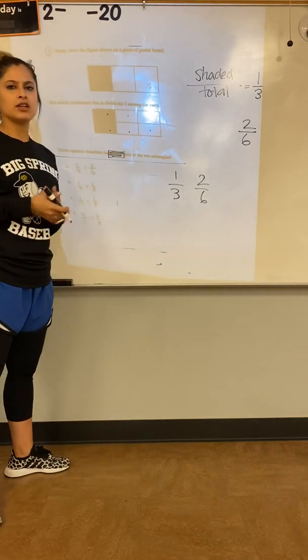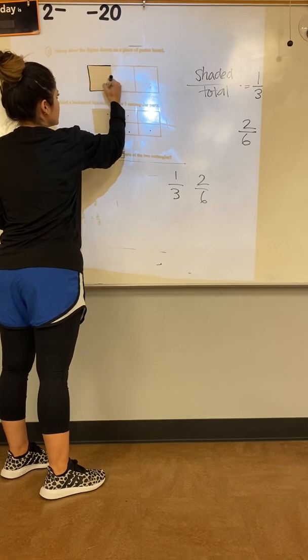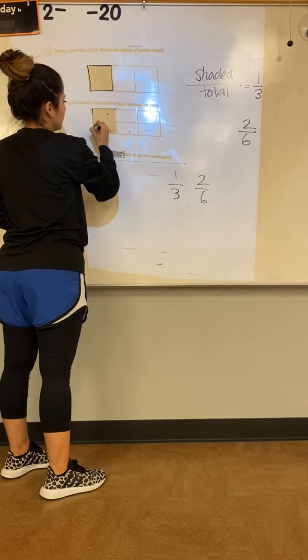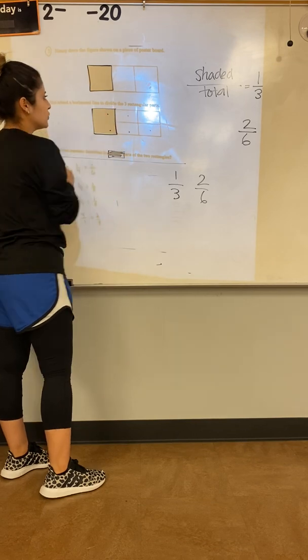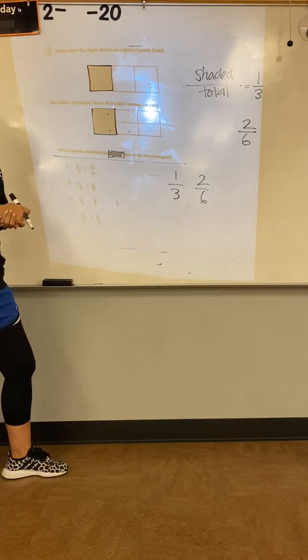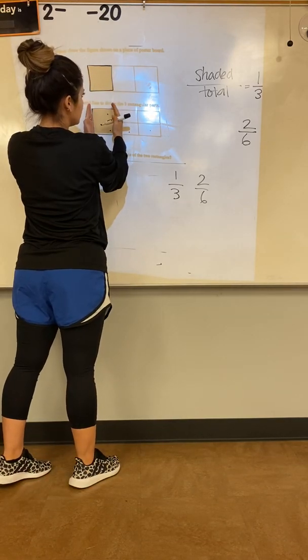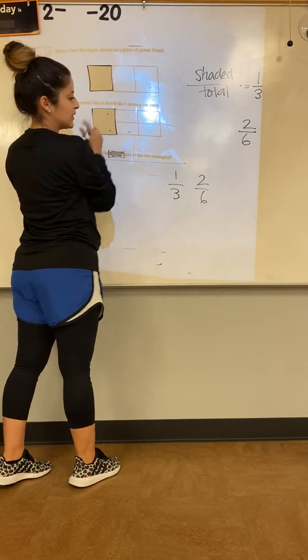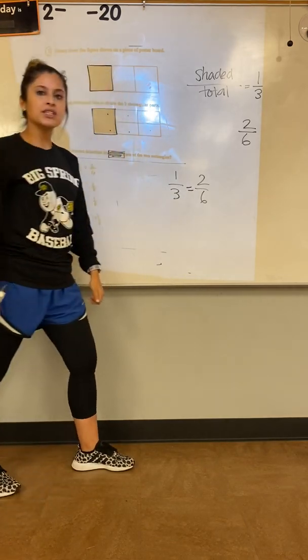And then we ask ourselves, what do we notice about our picture? What do you notice about the amount shaded? Are they equal? Is one greater? Is one less than the other? Well, I notice that this piece is the same value, covers the same amount of space as this piece. So we say that 1/3 is equivalent to 2 sixths.